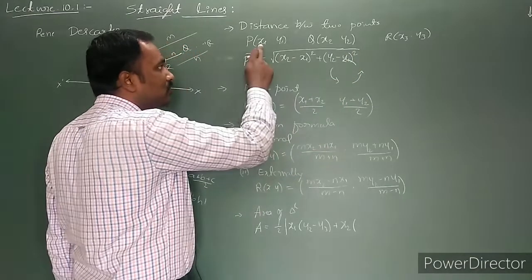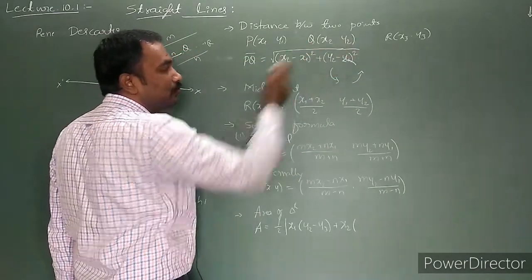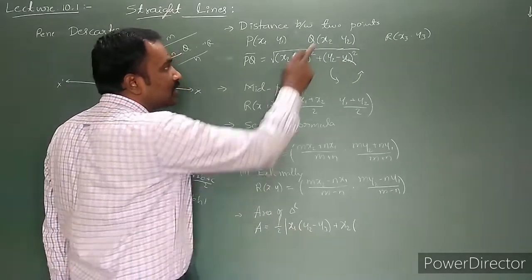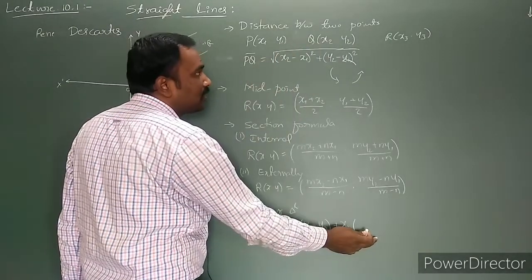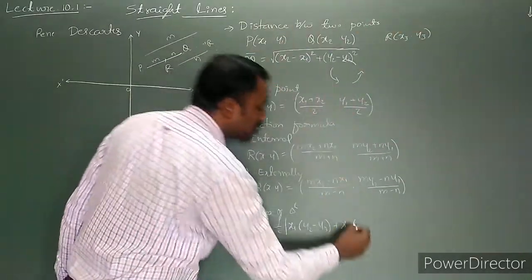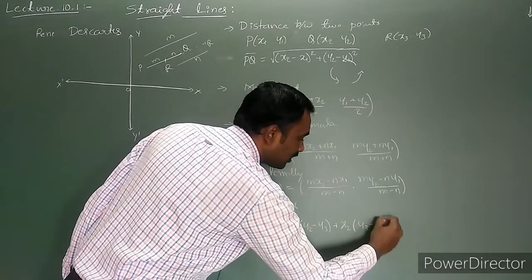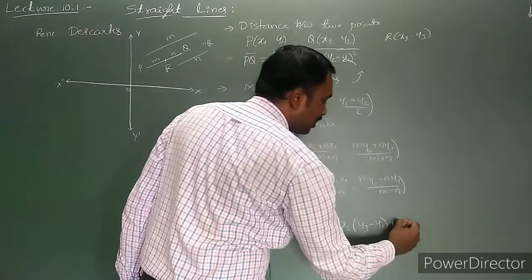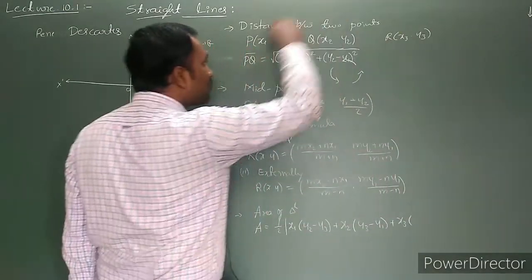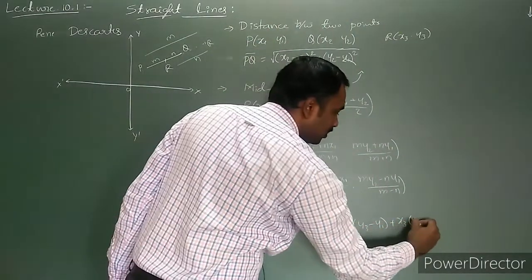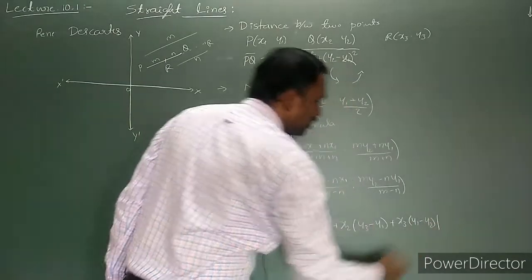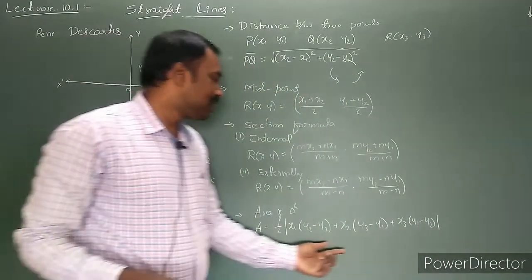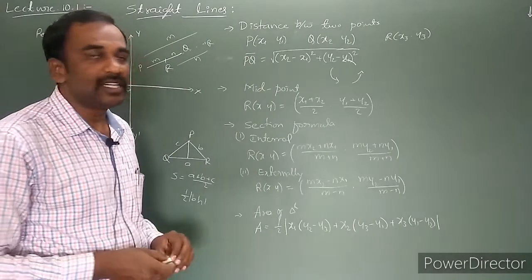In this order, you have to choose x1, next, the y coordinate difference of the other 2 points. x2, just choose it, into the next y coordinate difference, y3 minus y1, plus. Similarly, x3 into the next y coordinate difference, y1 minus y2. So this is the required area of the triangle.